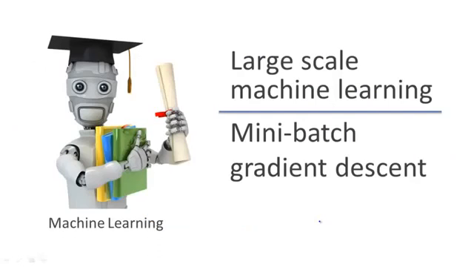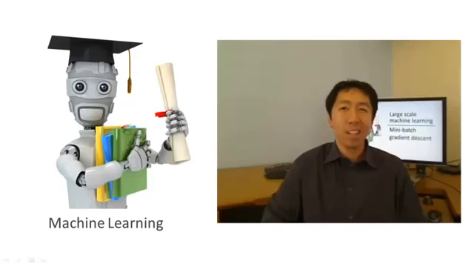In the previous video, we talked about stochastic gradient descent and how that can be much faster than batch gradient descent. In this video, let's talk about another variation on these ideas called mini batch gradient descent that can work sometimes even a bit faster than stochastic gradient descent.